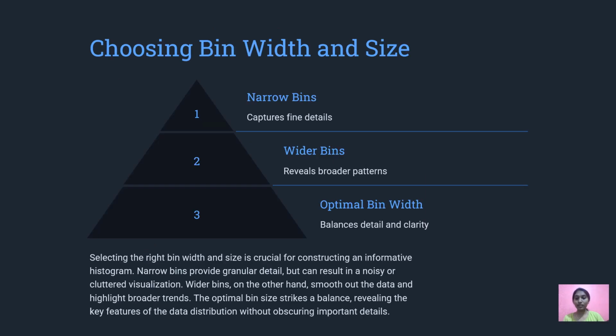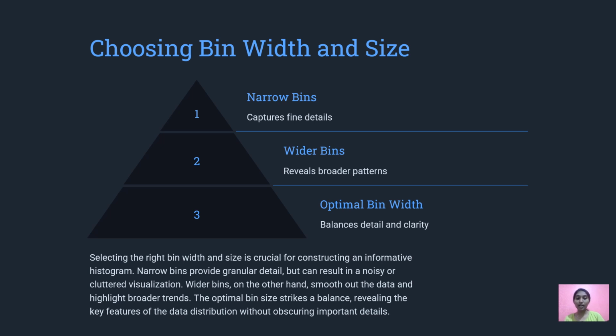Choosing a bin width and size. How can we choose a bin based on these features? Narrow bins capture the fine details. Wider bins reveal the broader patterns. Optimal bin width balances detail and clarity. These three bin types have some advantages as well as some disadvantages. Let's see them. Selecting the right bin width is crucial for constructing an informative histogram.